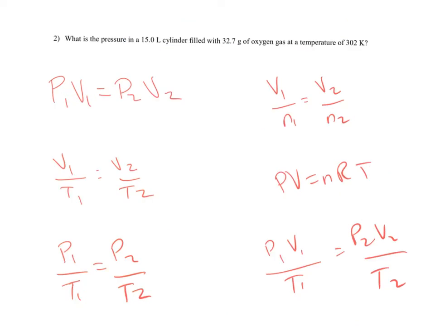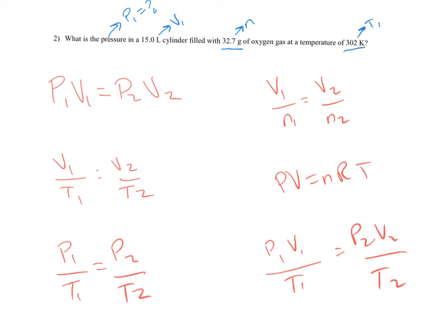All right, let's look at the next part of the question here, number 2. Okay, so in this question, they're asking for the pressure, so I'm just going to put pressure 1 as a question mark. In this 15 liters, liters is a volume, so I'm going to say this is volume 1. And again, they're giving me grams, so I'm going to need to make this an N. And here's a temperature, so I'm going to call this temperature 1.